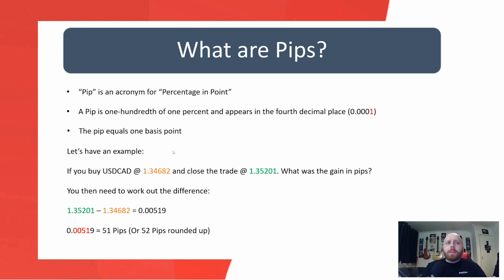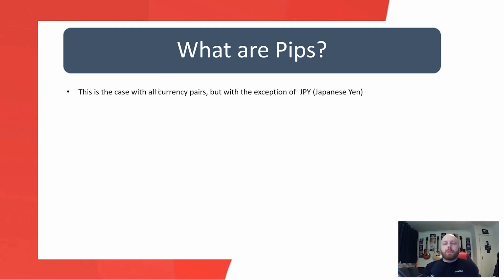Now, this is the case with all pairs, apart from JPY pairs. Now, JPY stands for Japanese yen. So the way we worked out the pips initially will apply to everything that doesn't have a Japanese yen. I don't know why. The first time I seen this, I was like, why have they got to be awkward? Why does a Japanese yen have to have a different way of working out pips? But remember, that's the case with everything except for these.